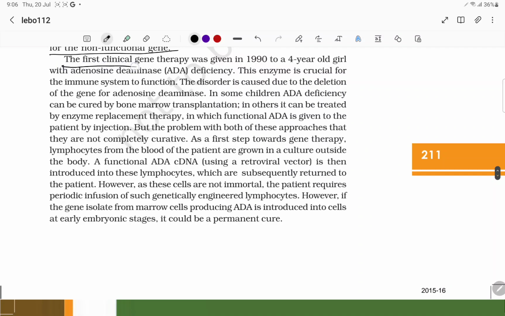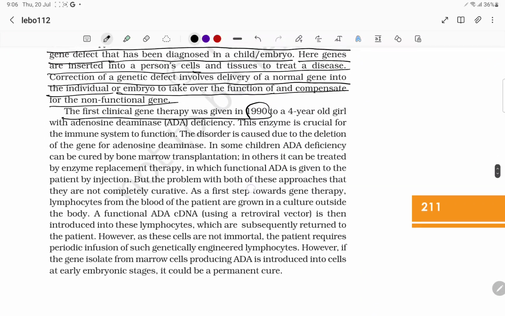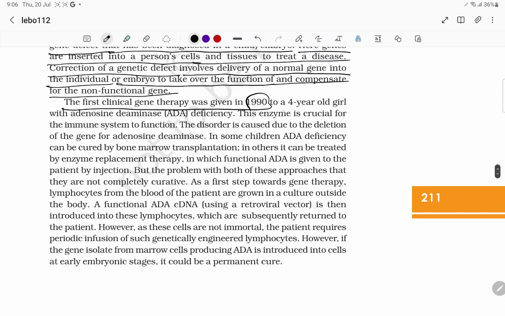So the first clinical gene therapy was in 1990. A 4-year-old girl with adenosine deaminase deficiency, ADA deficiency. The enzyme is crucial for the immune system to function. The disorder is caused due to deletion of the gene for adenosine deaminase. So that 4-year-old girl doesn't have this adenosine deaminase.